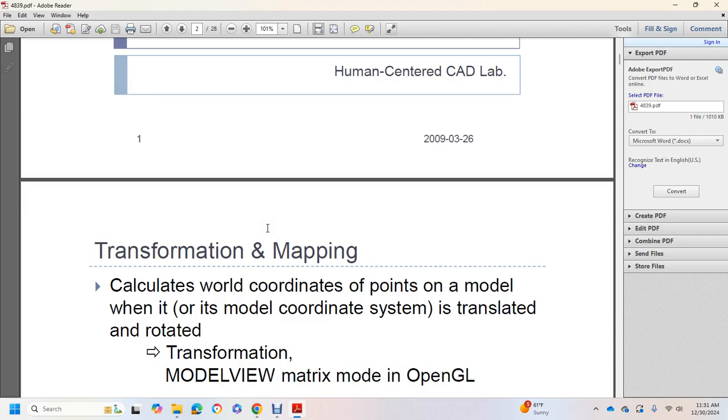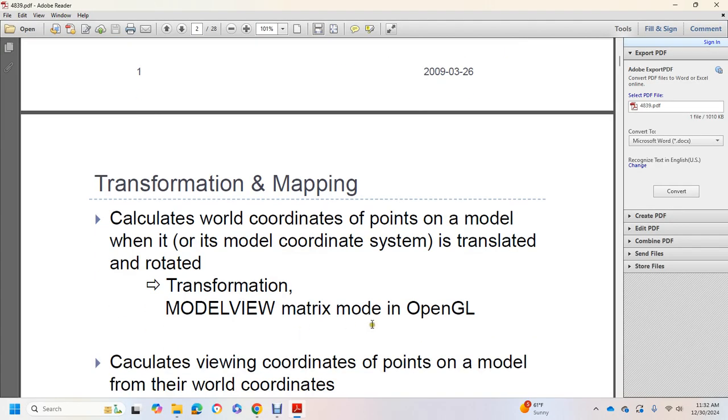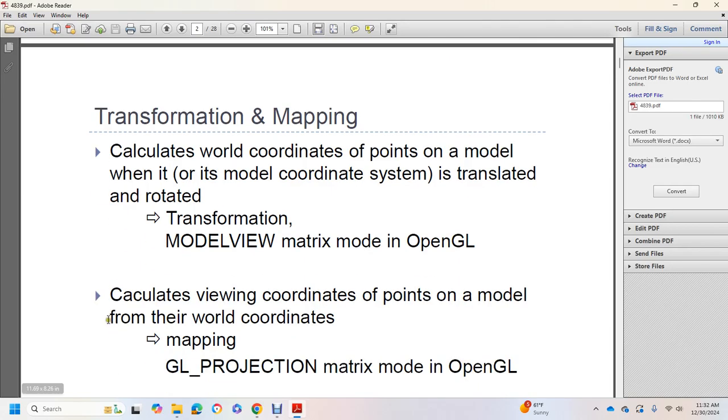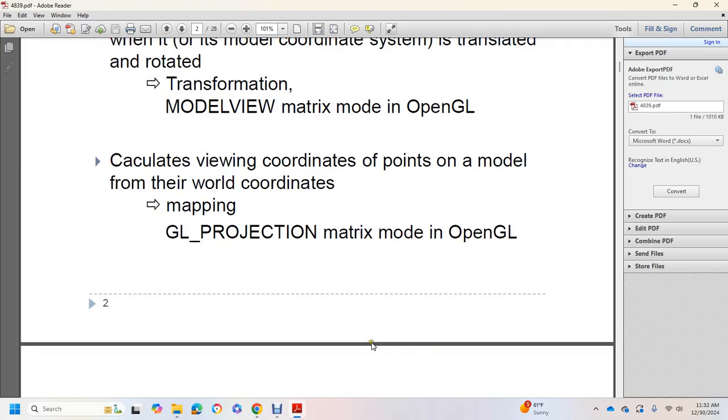Transformation mapping calculates world coordinates of the modeling points on a model when the model coordinate system is translated and rotated. Transformation model view matrix mode: OpenGL calculates viewing coordinates for the points on the model from their world coordinates. The result is mapped by the graphic library projection matrix mode, OpenGL.